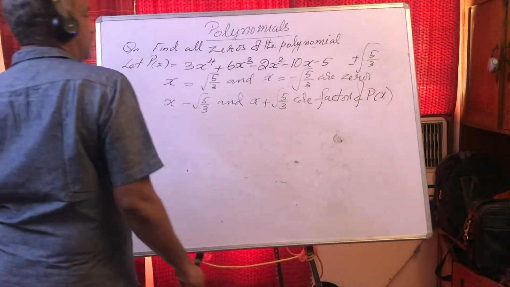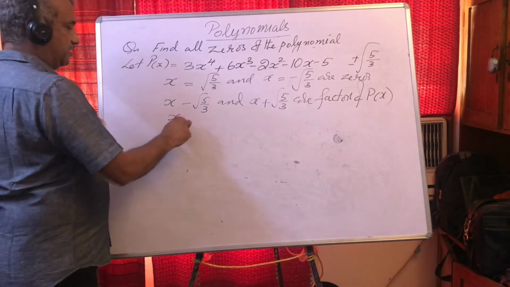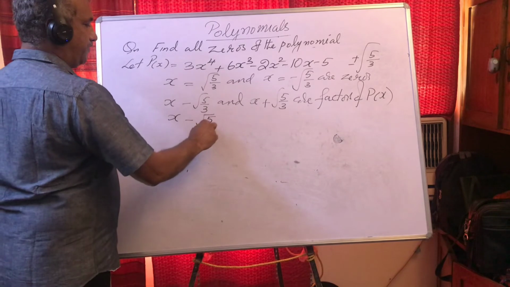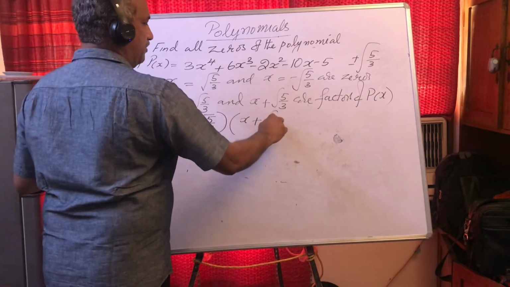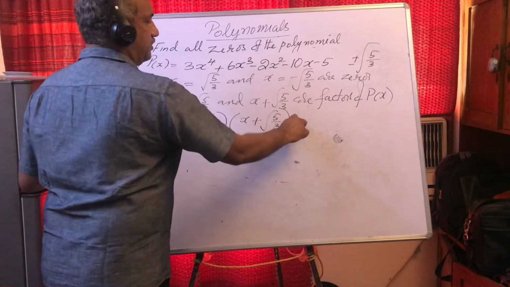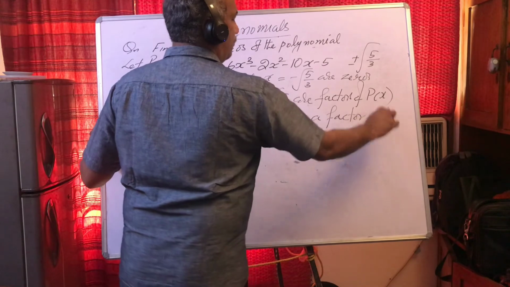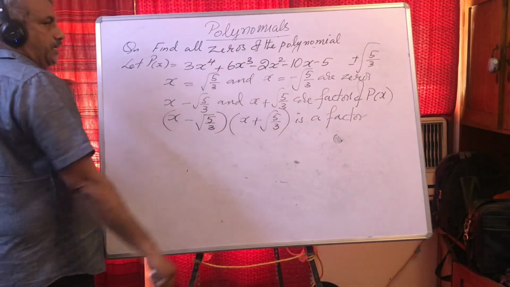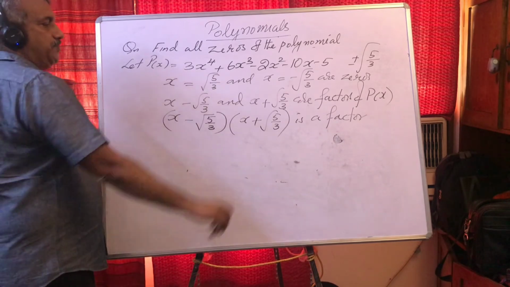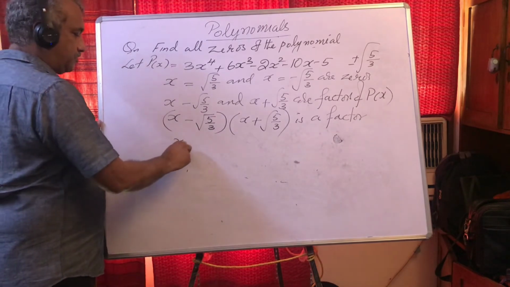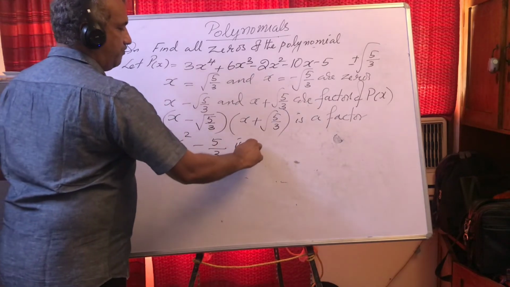Now, if these two are factors, their product also should be a factor. So x minus root 5 upon 3 into x plus root 5 upon 3 is a factor of p of x. Again multiply by using the third identity, a plus b into a minus b. x square minus 5 upon 3 is a factor.